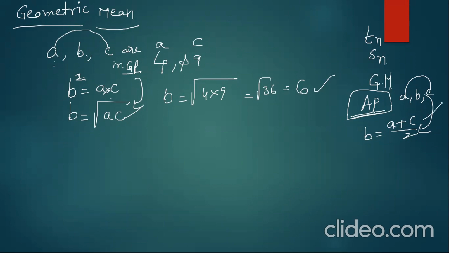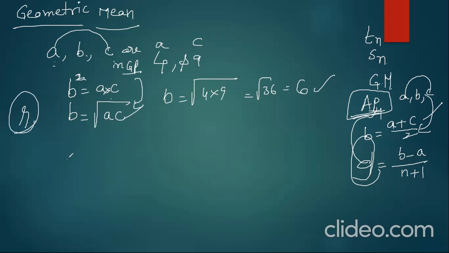Understood? And in that case, we found common difference, right? D is equal to B minus A by N plus 1. The common difference is very important in the case of AP. But in the case of geometric progression, what plays an important role, by which you observe that it is in geometric progression, is the common ratio, right? That common ratio is given as B by A whole power 1 by N plus 1, 1 upon N plus 1 you can take.